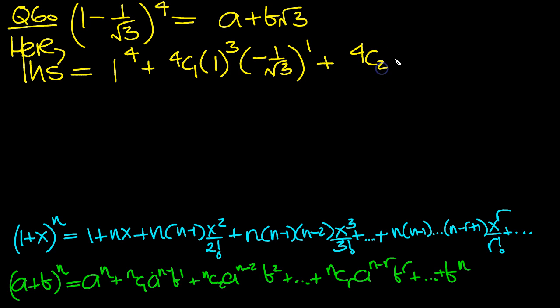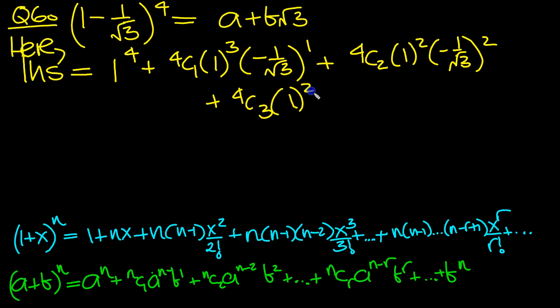4C2 is next. 1 squared, these diminish, and these powers increase. Then 4C3. The power of the first term diminishes, so it goes down to 1. Power of the second term increases, increments to 3. And now we've got to the last term, which is the last term to the power 4. So it's plus minus 1 over root 3 to the power 4.